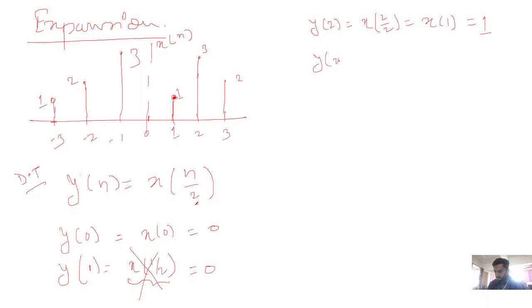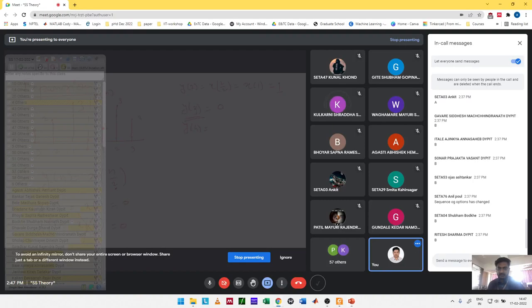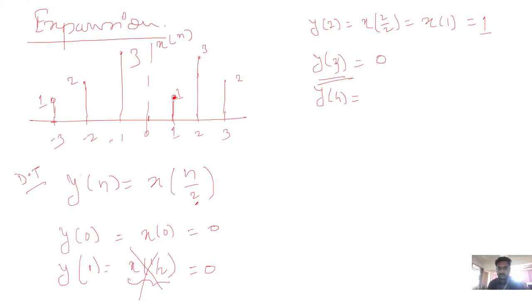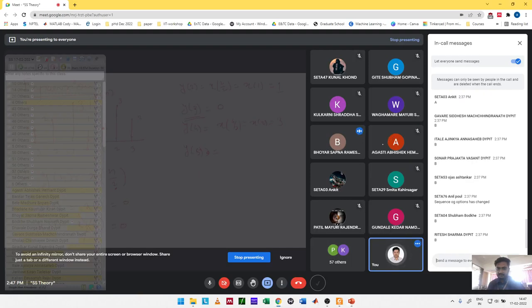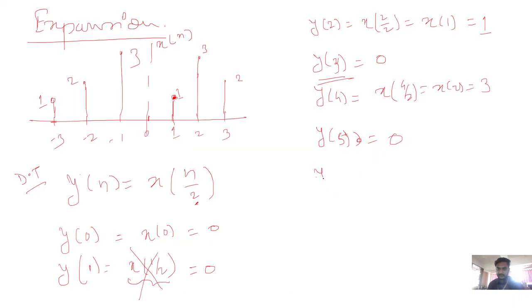Similarly, y of 3 is going to be 0. Y of 4, I hope you understood why y of 3 is equal to 0. Yes, sir. Right? I hope you had understood. Y of 4 is equal to x of 4 by 2, therefore this is x of 2, and therefore it is going to be 3. Right? Again, x of 5. What will be the value of x of 5? Can anyone help me? Zero. Right. Y of 6 is going to be x of 3, and therefore it is going to be 2.